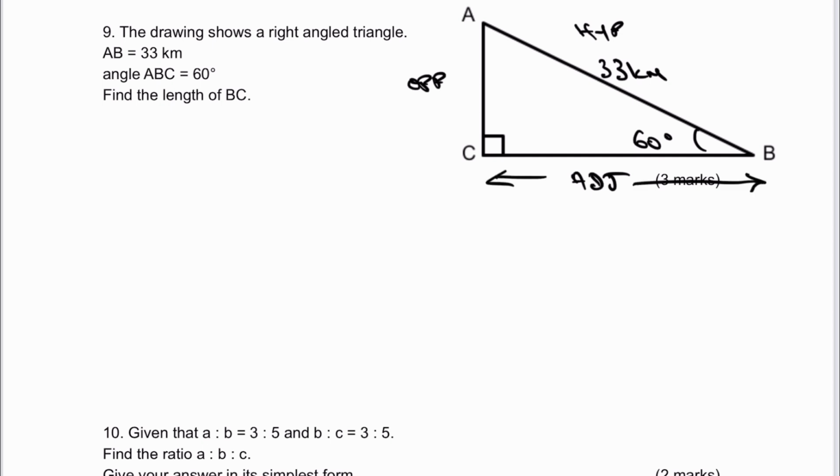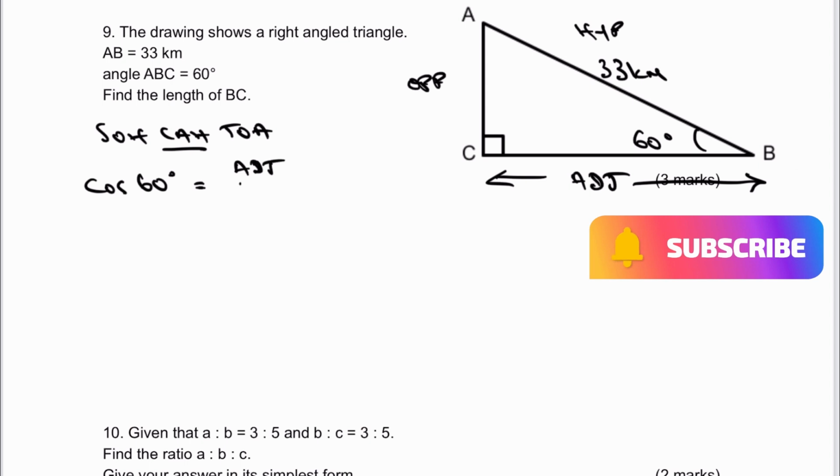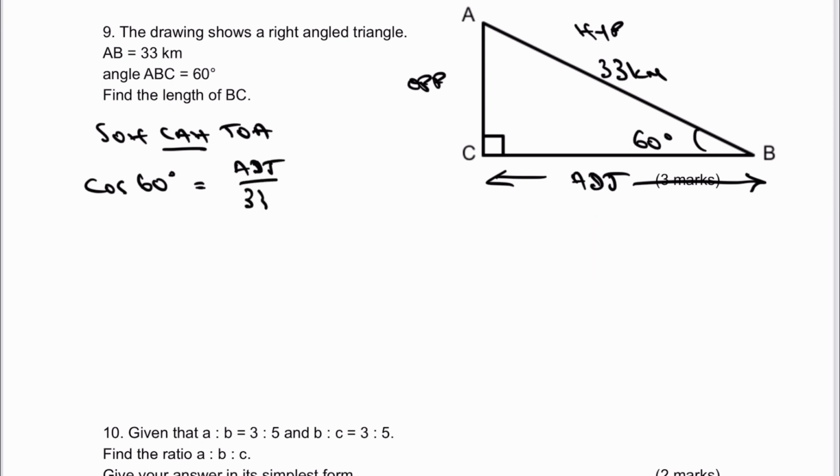So I would just put a couple of lines in there just to remind myself that's the bit I'm interested in. So therefore, if I write the ratios of SohCahToa, the ratio I'm going to pick is actually the cosine ratio. The reason being is that I know the angle, so therefore I know the cosine of the angle. I also know the hypotenuse, and I'm going to be working out the actual adjacent itself. So cosine 60 degrees equals the adjacent, which is what I'm interested in, divided by the hypotenuse, which is 33.